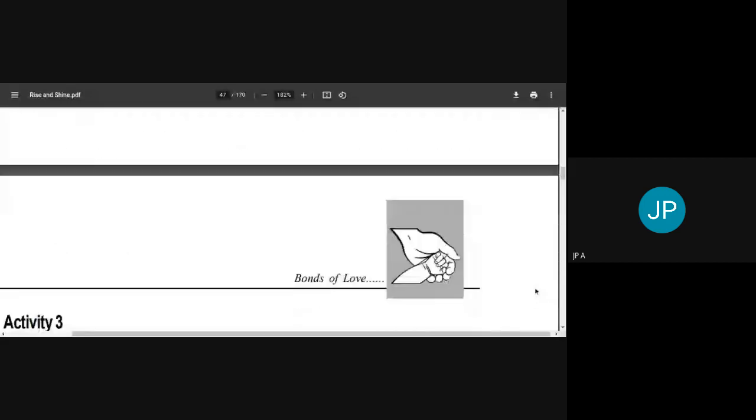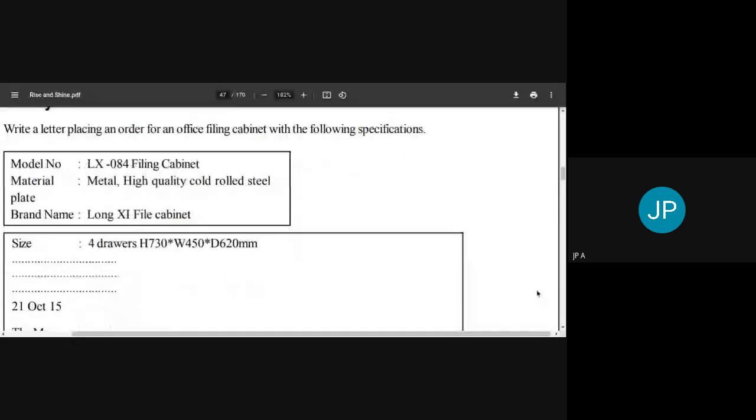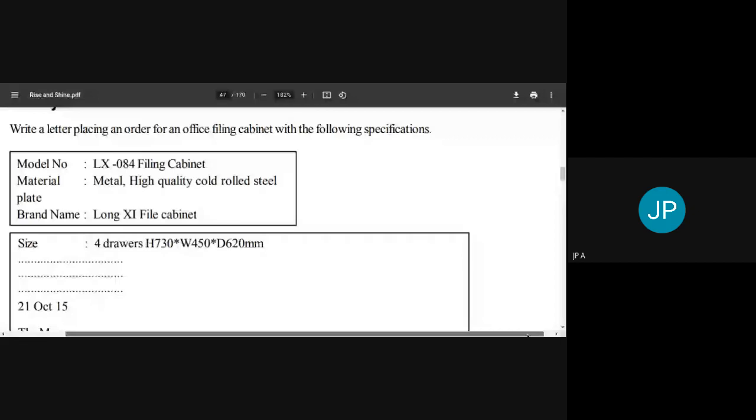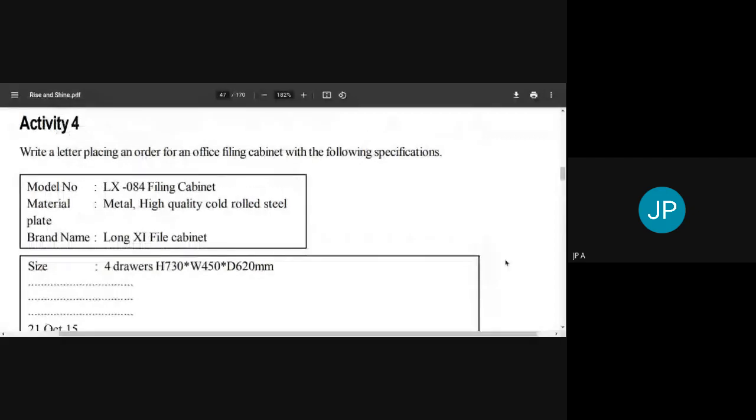Okay, now today we move on to workplace situations. So we have many requirements when you work in an office. You may require many things in the office. So here, look at this activity 4.